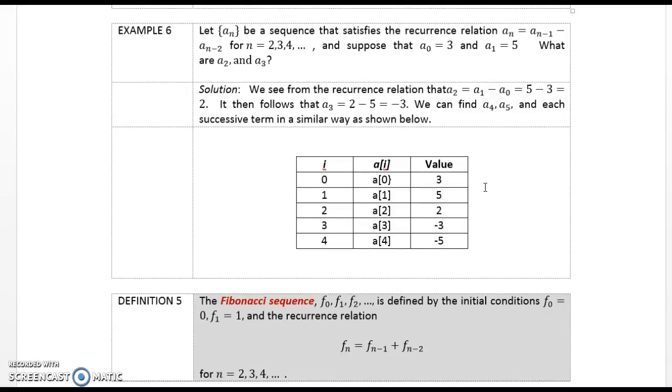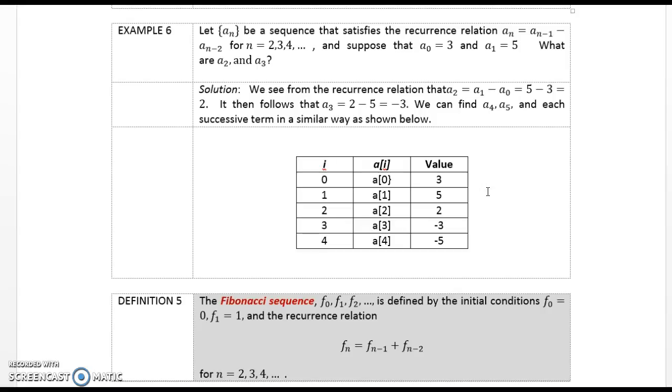Example 6. Let A sub n be a sequence that satisfies the recurrence relation A sub n equals A sub n minus 1 minus A sub n minus 2 for n equal 2, 3, 4, and so on. And suppose we have A sub 0 equal 3 and A sub 1 equal 5. What are A sub 2 and A sub 3?